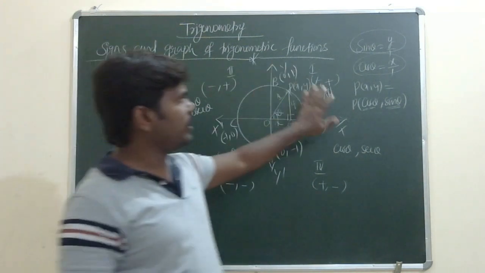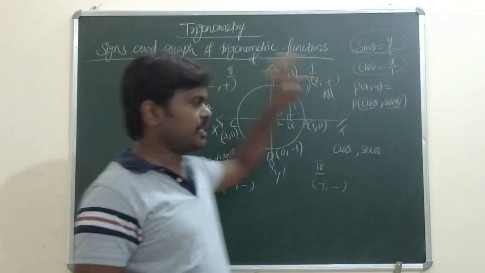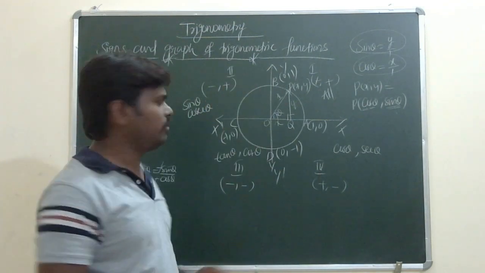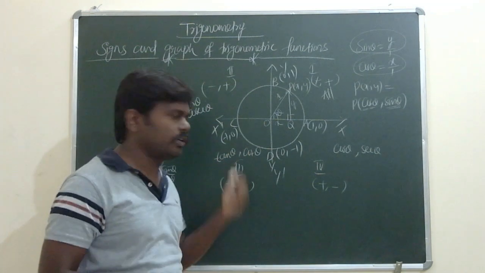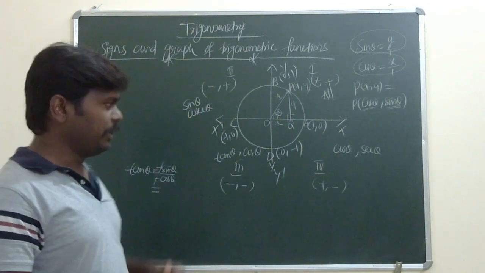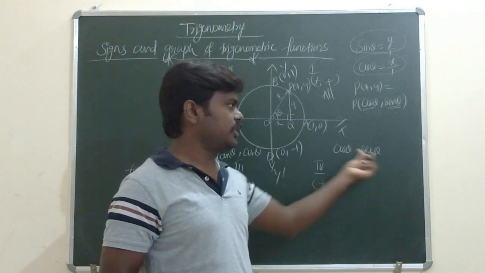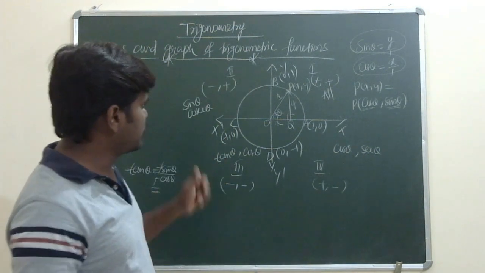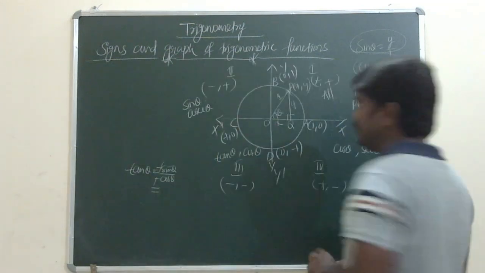So in the first quadrant all trigonometric ratios are positive, in the second quadrant only sine and cosecant are positive and the remaining are negative, in the third quadrant tan and cot are positive and the remaining are negative, and in the fourth quadrant cos and secant are positive and the remaining are negative. So that's all about the signs.